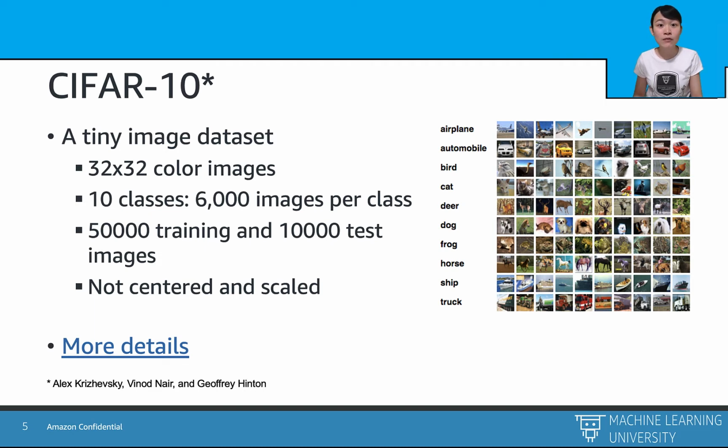Besides the above two grayscale datasets, let's take a look at more colorful ones. Well, CIFAR-10 is a tiny image dataset from Geoffrey Hinton's lab at the University of Toronto. It contains 10 classes with 6,000 images per class, and similarly to the MNIST dataset, it contains 50,000 images for training and 10,000 images for testing, with each image of the size of 32 by 32. Well, not like the MNIST dataset, its images are not centered or scaled.